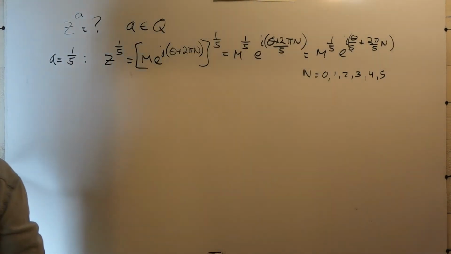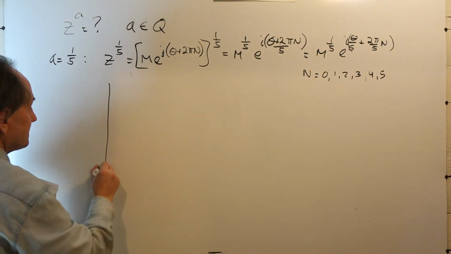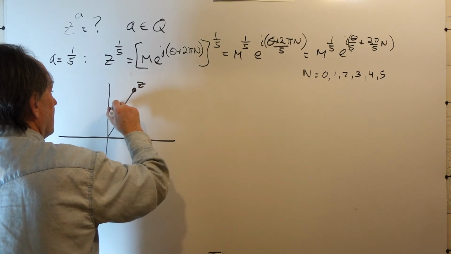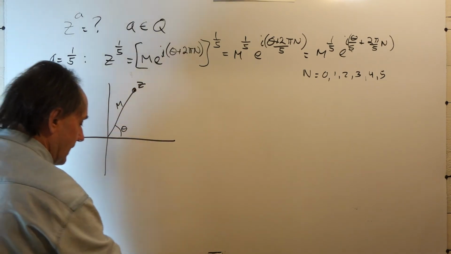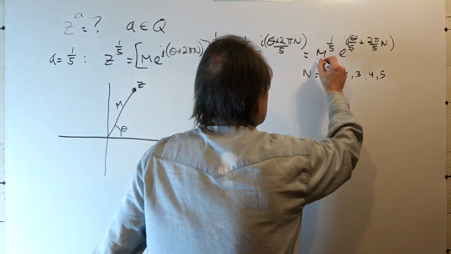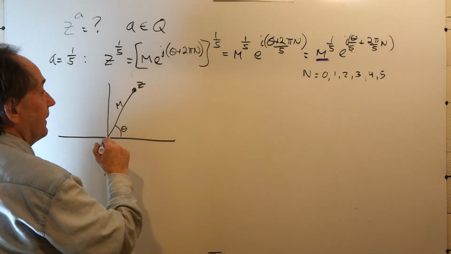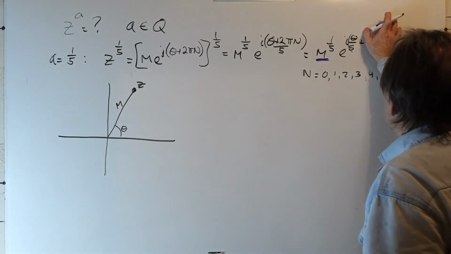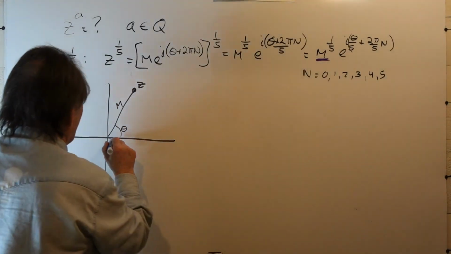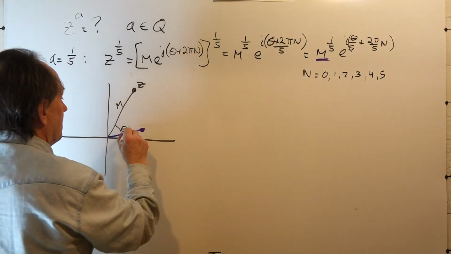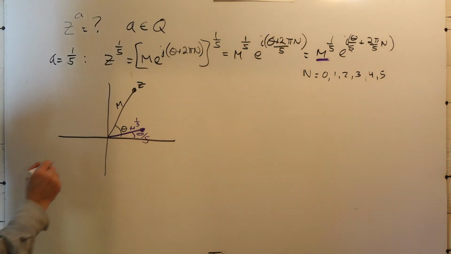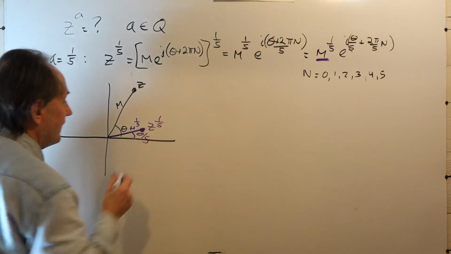So to represent this in the complex plane, let's say this is our z. This is the magnitude, this is the angle. Now, if we take z to the 1/5 power, we're reducing the magnitude by taking the 5th root of m, and we're also reducing the principal value of the angle. We started with theta, now we're going to be at theta over 5. So our 5th root will be down here somewhere, where this is m to the 1/5, and this is theta over 5. So this is z to the 1/5.